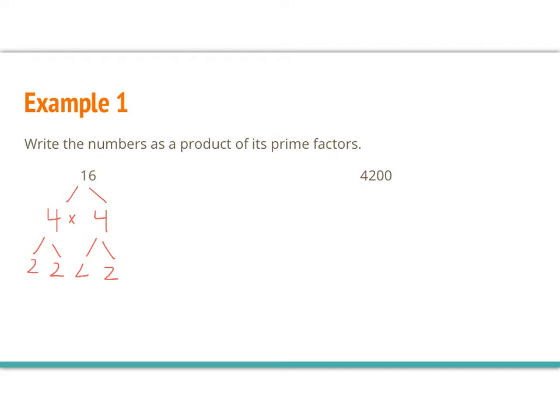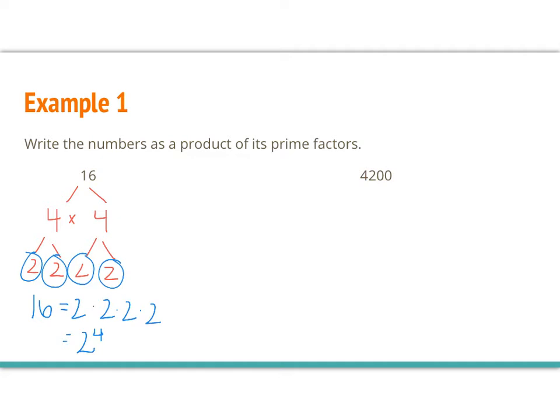What I say is to circle the prime numbers. What that says is any circled number, all of those multiplied together should still equal 16. So 2 times 2 times 2 times 2 is still 16. We'll write that 16 is equal to 2 times 2 times 2 times 2, which I can also write as 2 to the power of 4.